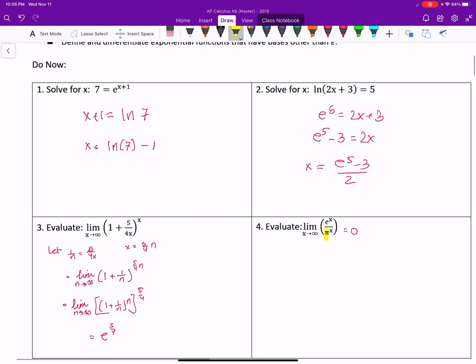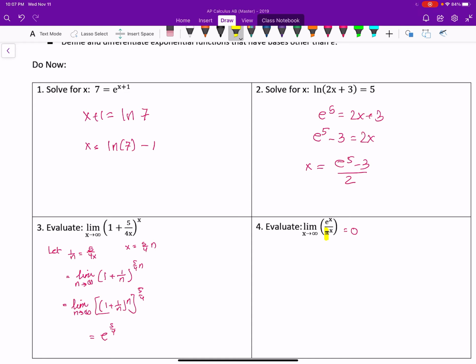If you need to review logarithms, it's something that you were supposed to do both from Algebra 2 and pre-calculus. I'm happy to help if anybody needs it, but I also put a logarithmic tab in the content library with extra practice problems. If you need more, just let me know. Question number 3 is a review from the limit section that we did.